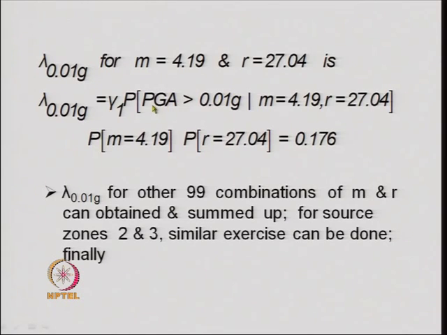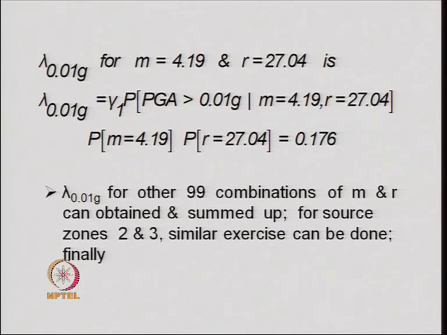So here first we make this multiplication, and this multiplication turns out to be 0.176. In this, the rate of occurrence of earthquake greater than magnitude M equal to R, that is nu 1, we have also calculated. So we multiply this entire thing with nu 1, and the result is 0.176. So the annual rate of exceedance of a peak ground acceleration of 0.01 g turns out to be 0.176 for source 1, given a pair of values of magnitude 4.19 and R equal to 27.04.